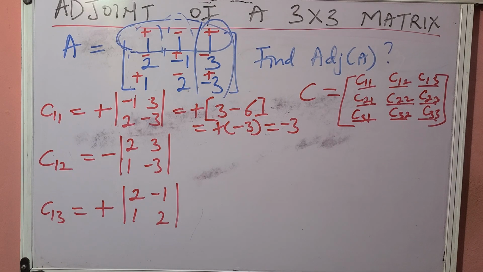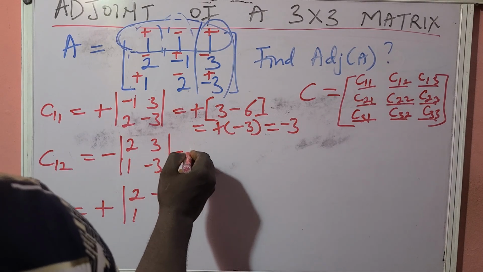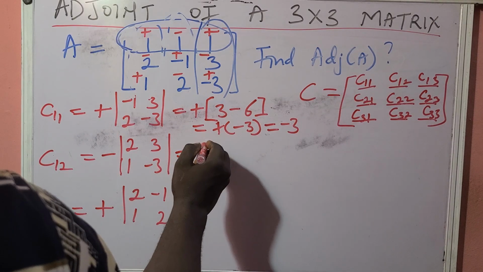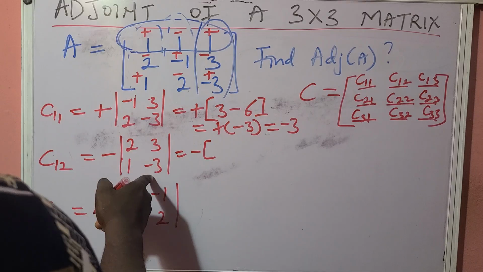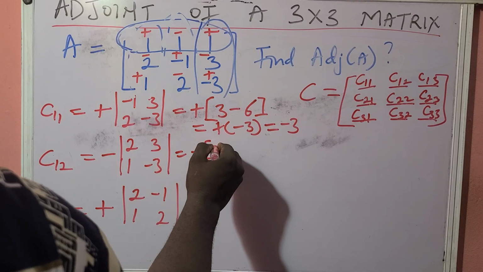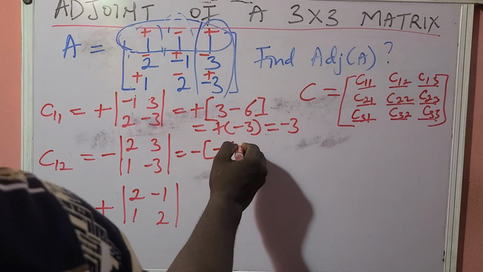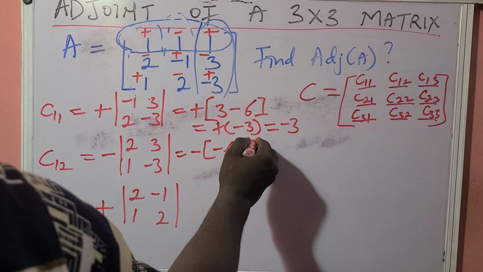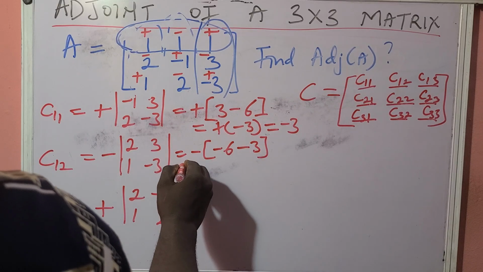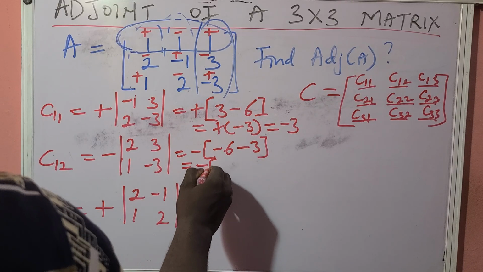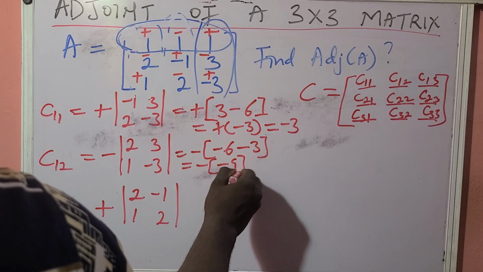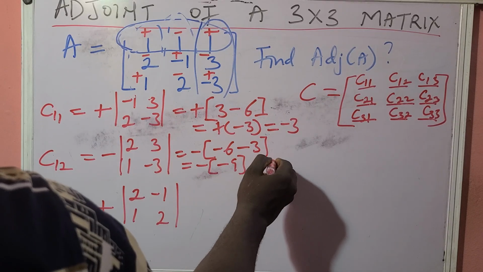So the value for the cofactor C11 will be -3. And then let's go on to solve for C12. So we have the negative sign here. But we have 2 times -3. That will be -6 minus 1 times 3, 3. So that will be minus into -9. Minus times minus, that will be +9.